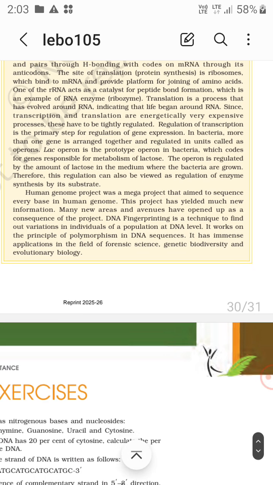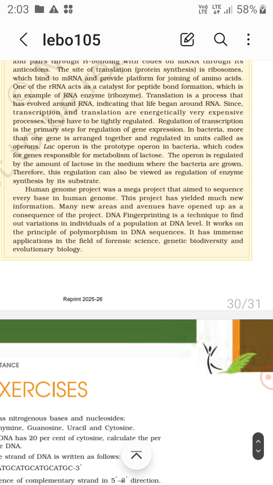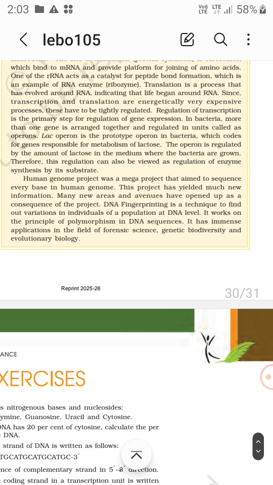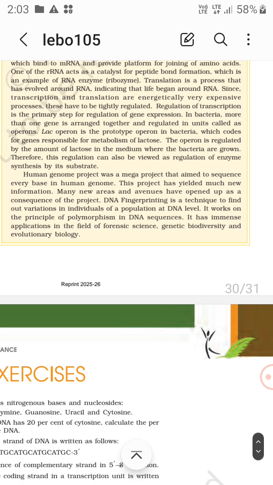The Human Genome Project was a mega project that aimed to sequence every base in the human genome. Okay, this project has yielded much new information. Many new areas and avenues have opened up as a consequence of the project.